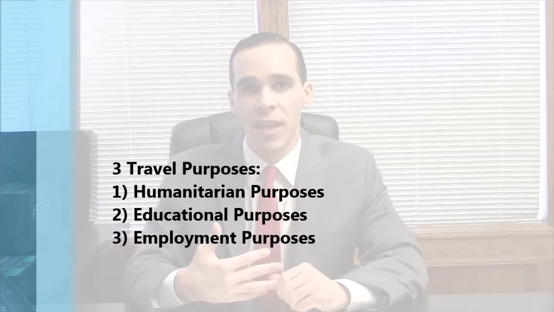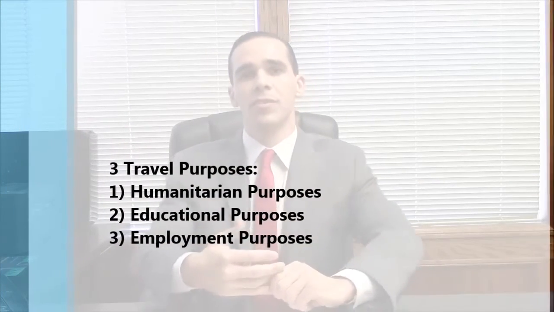As I stated, advanced parole is applied for before traveling outside the United States, and it's a permission to re-enter. There are several reasons why USCIS would grant somebody permission to leave the country temporarily and return under advanced parole. The three reasons are humanitarian purposes, educational purposes, and employment purposes. I'll go over each of the categories and some examples of each.